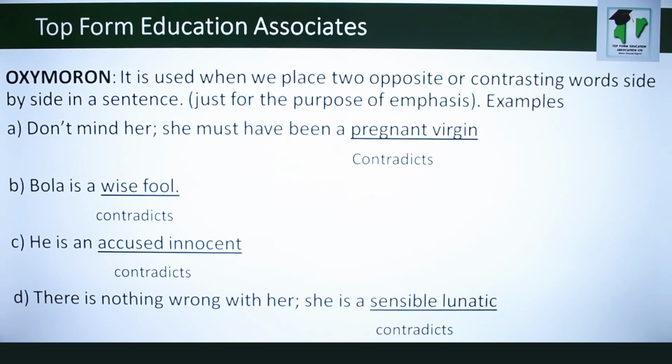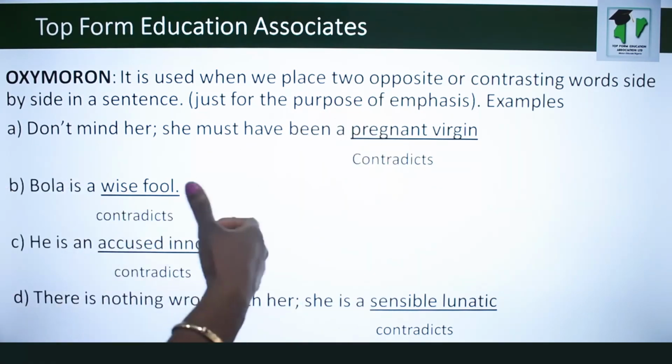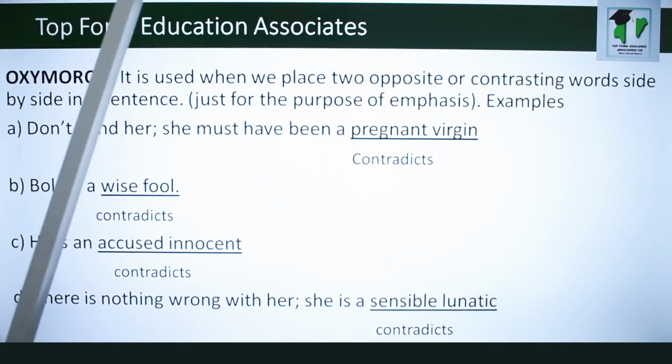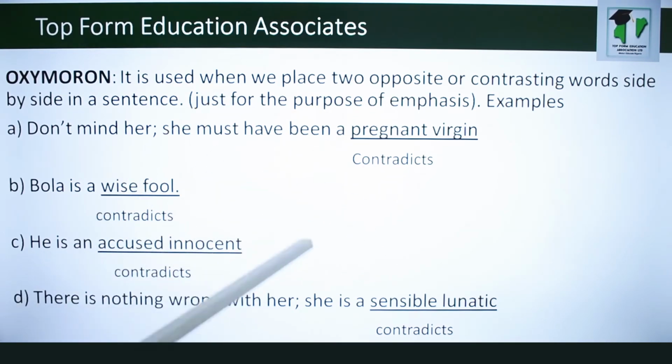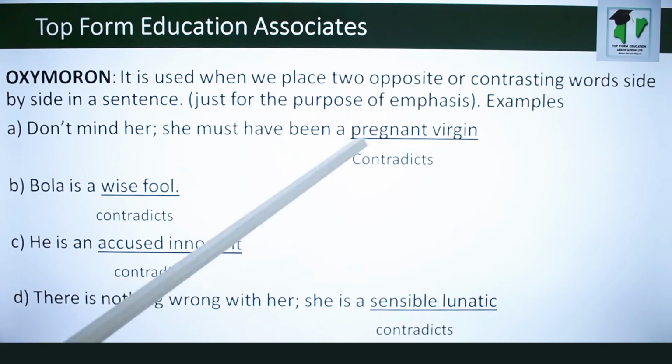So when we talk about oxymoron, we said it is used when we place two opposite or contrasting words side by side. Pregnant and virgin are two opposite words lying side by side. The only reason they are there is just for the purpose of emphasis and no more, no less. If not, the two are contradictory. Pregnant and virgin. Exactly. All right.